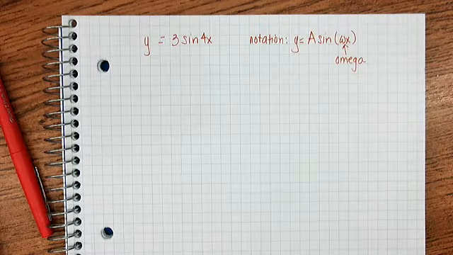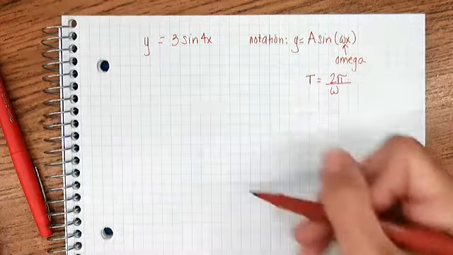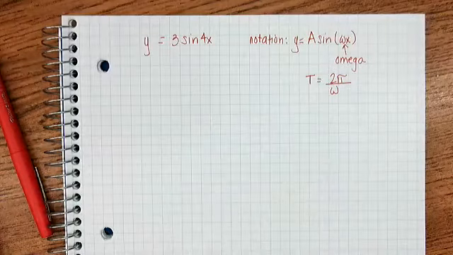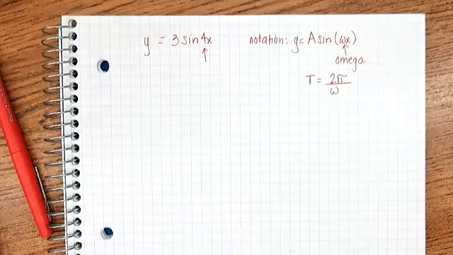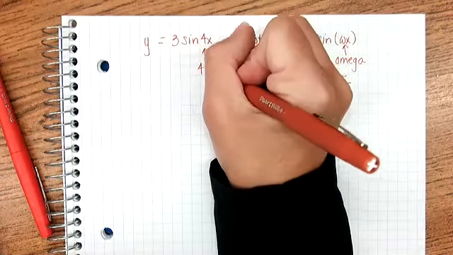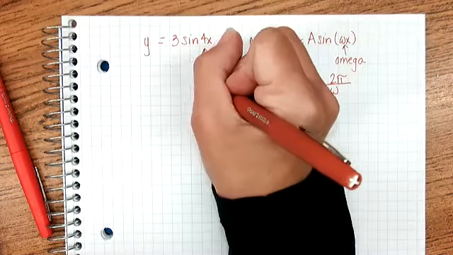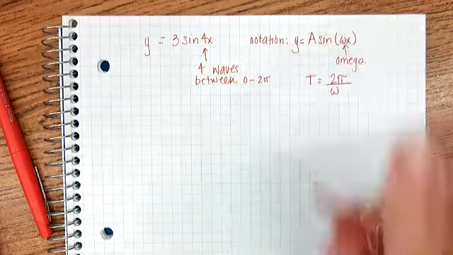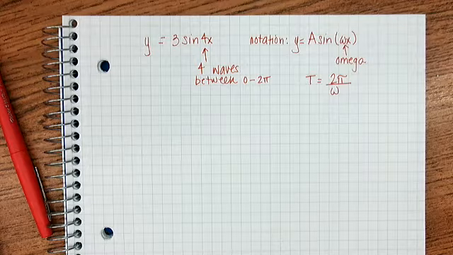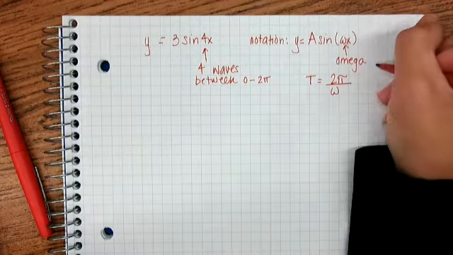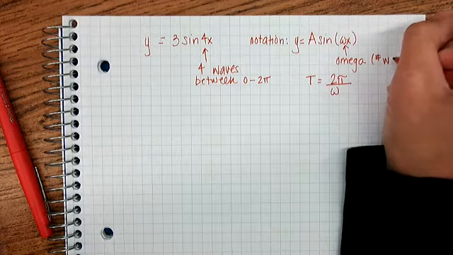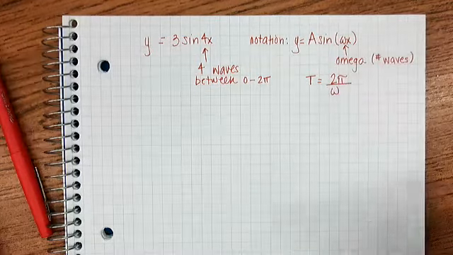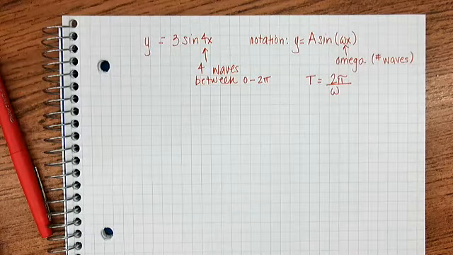What omega essentially does is it tells you how many cycles, how many waves do I have, up, down, up, down, up, down. How many waves do I have between 0 and 2 pi? So in this problem, omega is 4. This means that there are 4 waves between 0 and 2 pi. Omega tells you the number of waves. The number of cycles, the number of waves, I'll use them interchangeably.